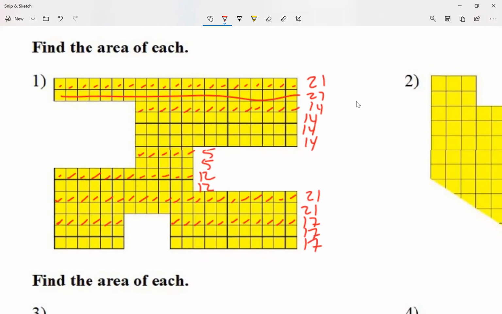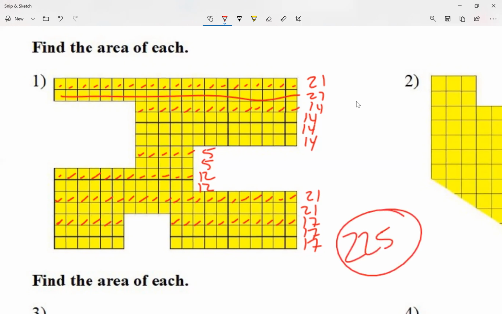I'm literally just going to add all my numbers. So 21 plus 21 plus 14 plus 14 plus 14 plus 14 plus 5 plus 5 plus 12 plus 12 plus 21 plus 21 plus 17 plus 17 plus 17. Altogether, I have 225 squares. So when I ask you, what's the area? I'm literally asking how many squares do you have in there?